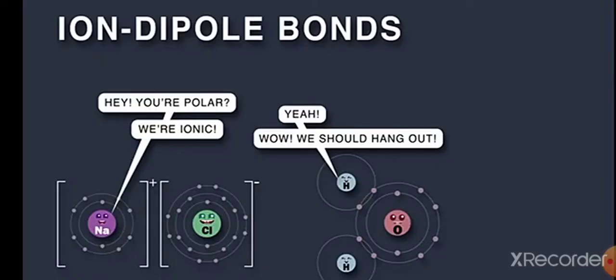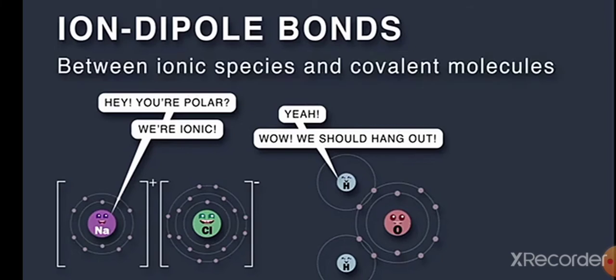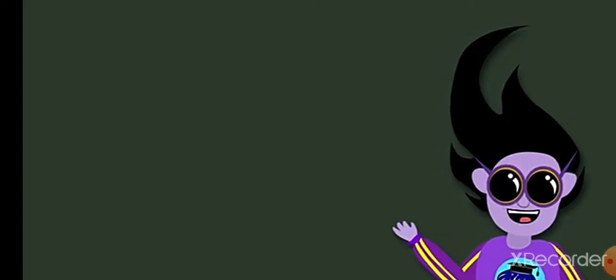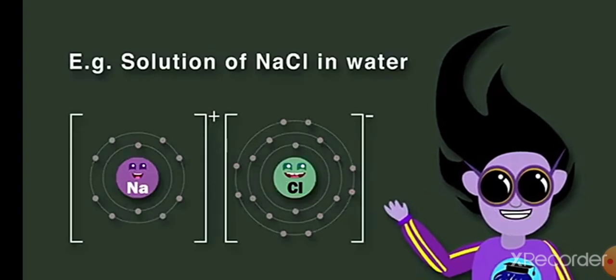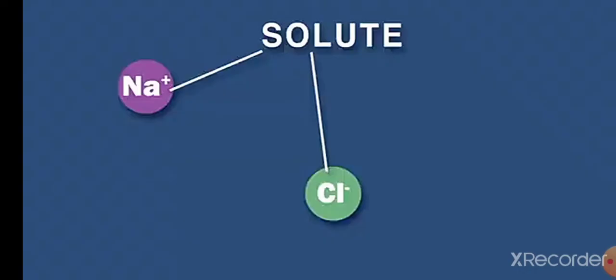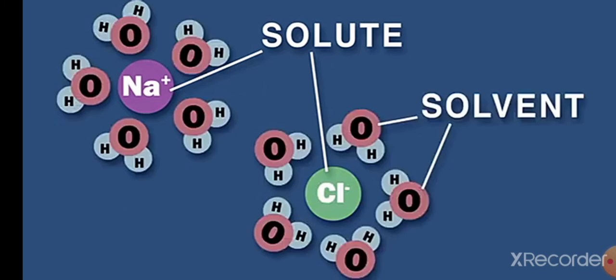There are also ion-dipole bonds, which are between ionic species and covalent molecules, specifically polar covalent molecules. These bonds can be strong. These forces of attraction can operate, say, in a solution of sodium chloride in water. The solute, sodium chloride, dissolves, dissociating into ions, sodium cations and chloride anions. The solvent molecules, water, surround the ions.